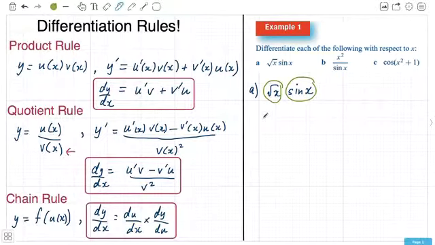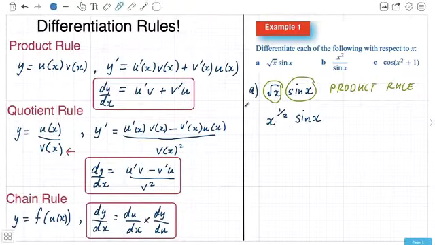Root x times sine x. So we know that we're going to be using the product rule here because we've got two functions that are multiplied together. Now the key thing here is to also write this in a form that's a bit easier to differentiate. So I'm going to always rewrite any surds with x as fractional powers. So the square root of x is x to the power of a half.